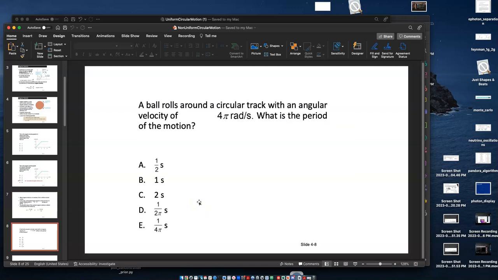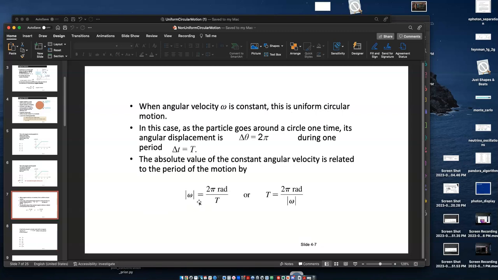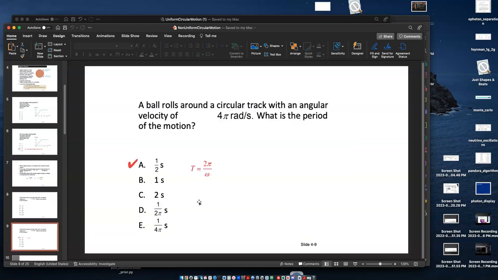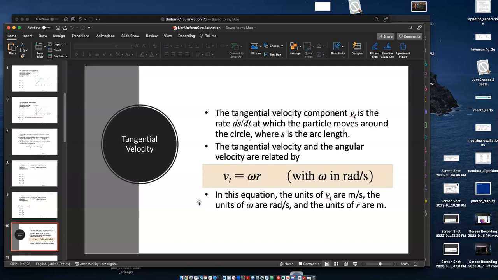So a ball rolls around a circular track with an angular velocity. What is its period? Just look at our formula. So we take our 2 pi divided by angular velocity. That's 1/2 seconds. So we're moving 2 times around the track in 1 second, or we're moving around the track in half a second.